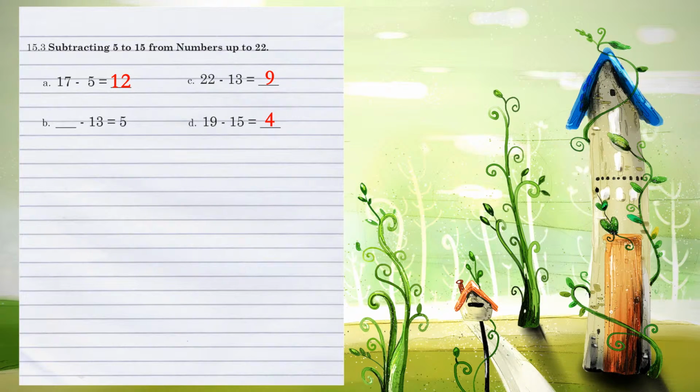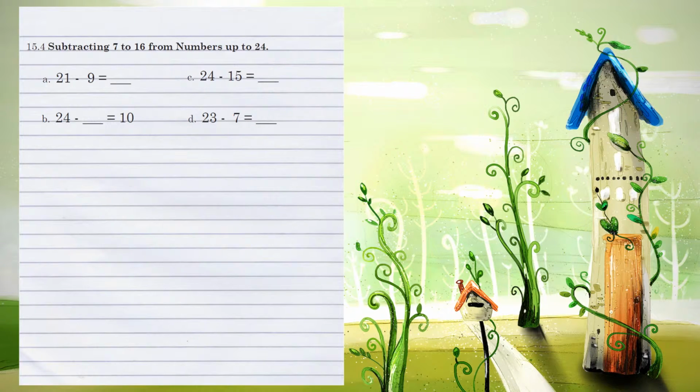Example B. What number minus 13 equals 5? Let's work backwards starting with our answer. 5 plus 13 is going to give us our beginning number. So if we combine the two ones positions, 5 plus 3 is 8. The tens position, there's only the one number, so our starting number is 18.